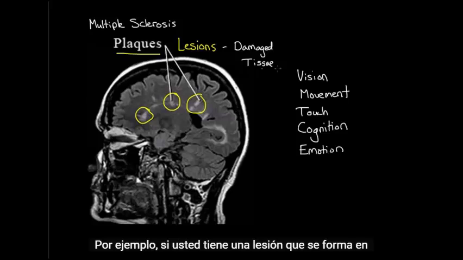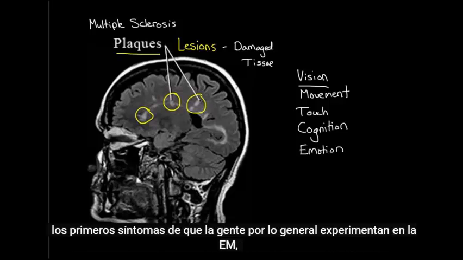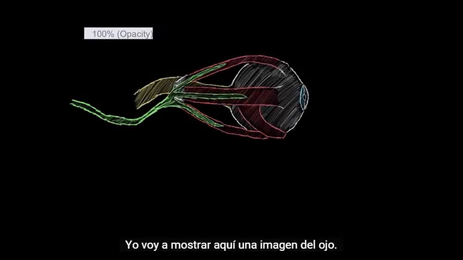So for example, if you have a lesion that forms in parts that are responsible for vision or for seeing, then you won't really be able to see as well. So as it turns out, visual symptoms are actually among the first symptoms that people usually experience in MS, so I'm going to be talking about those first. So I'm going to show you here a picture of the eye, right?